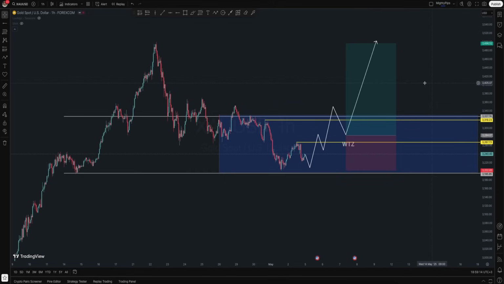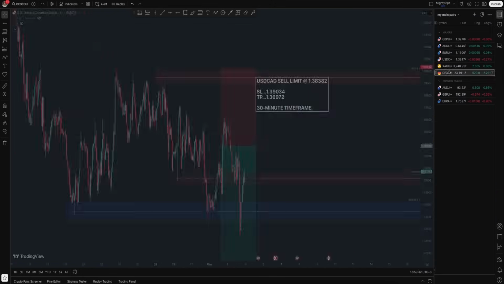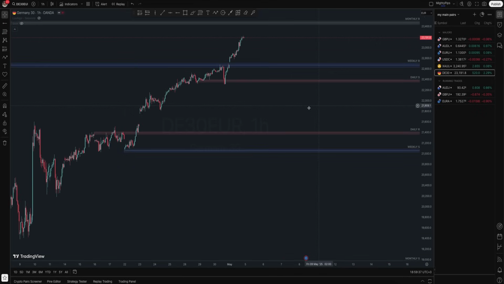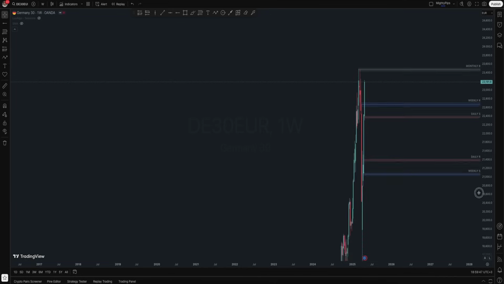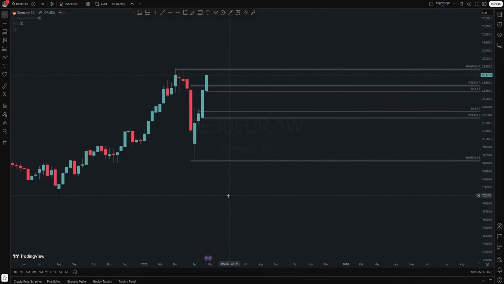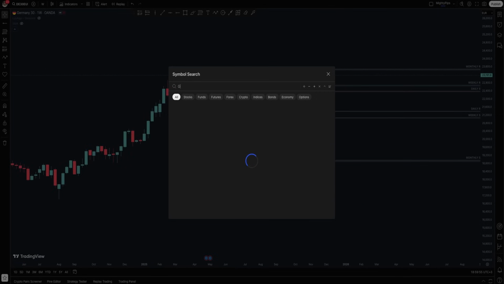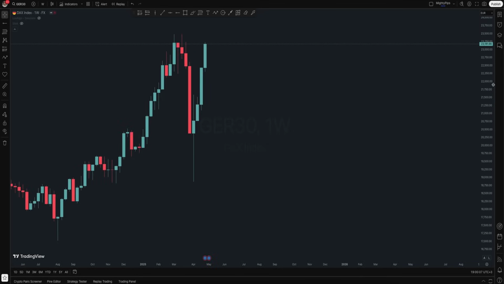Let's look at just one more pair. Let's look at German 30. For German 30, let me just go to the weekly chart so that we can see what German 30 has to offer, so that you guys can have those three pairs to look at. This one I have my analysis on here, so let me just search for another one. Let me use this one for FXCM, which does not have drawings.